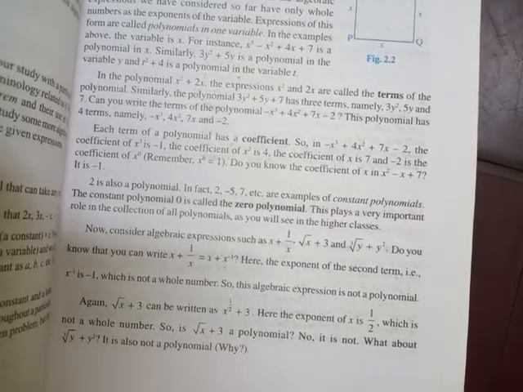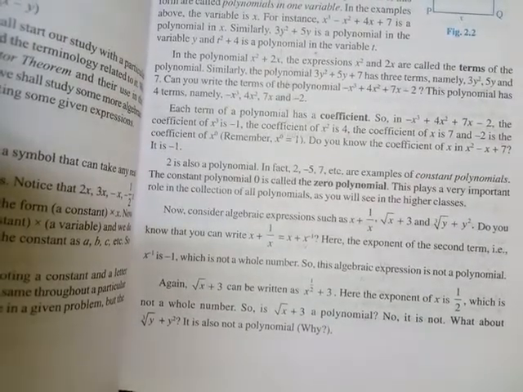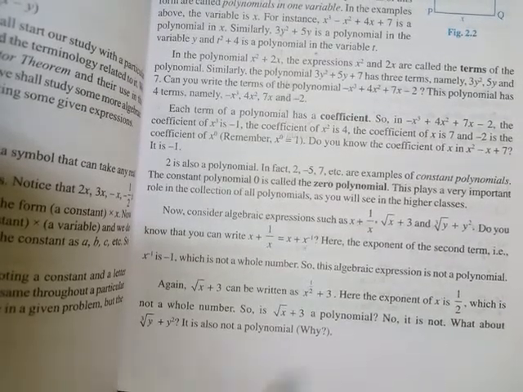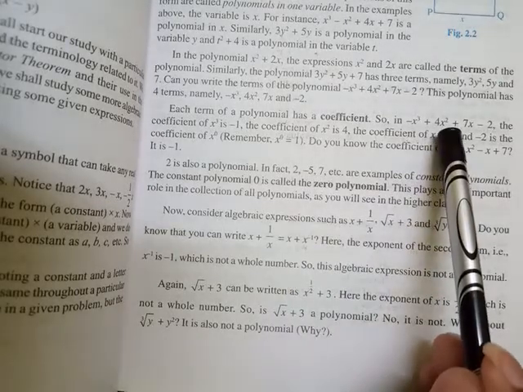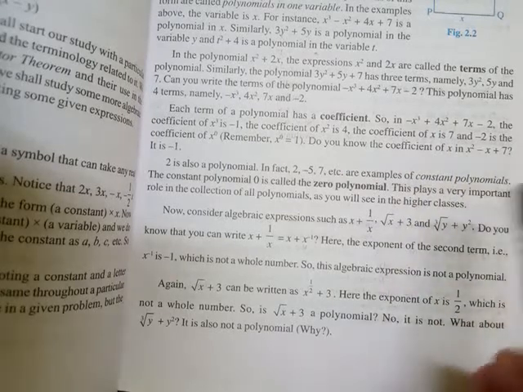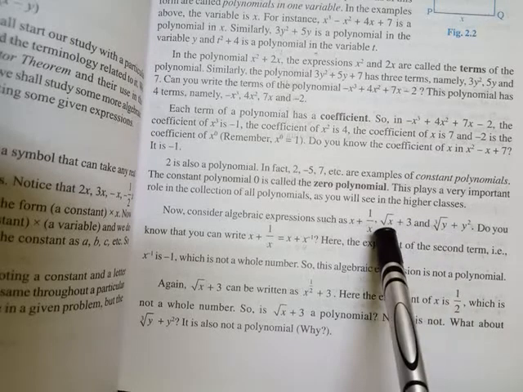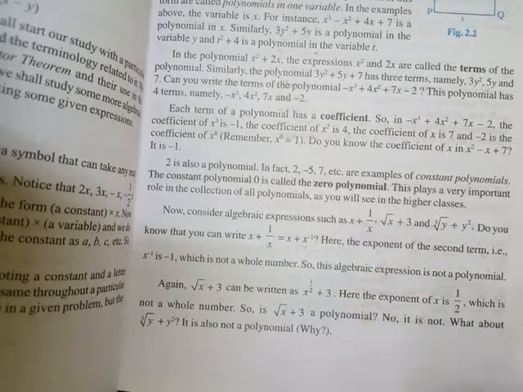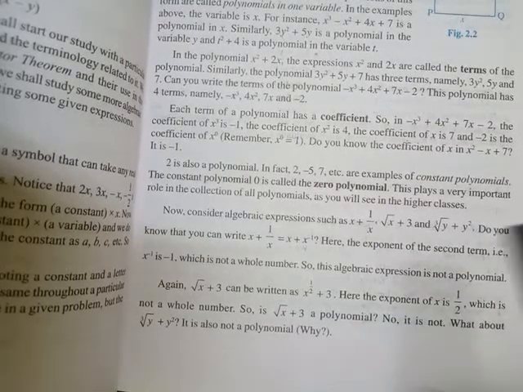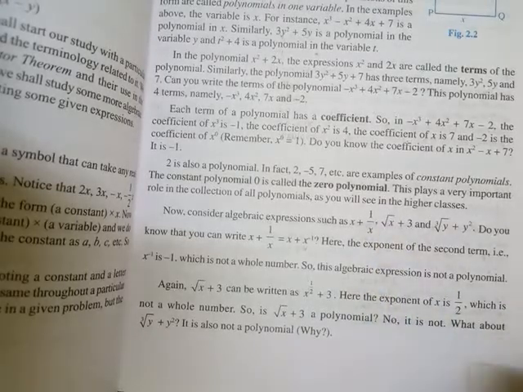Now the next one. Students, you must remember that for making a polynomial there has to be a whole number, like 4x square plus 7x. 4 and 7 are whole numbers. But if there is a cube root of y, root x, or 1 by x, these are not polynomials. Why? Because if we break root x, it becomes x to the power half, which means a fractional value.